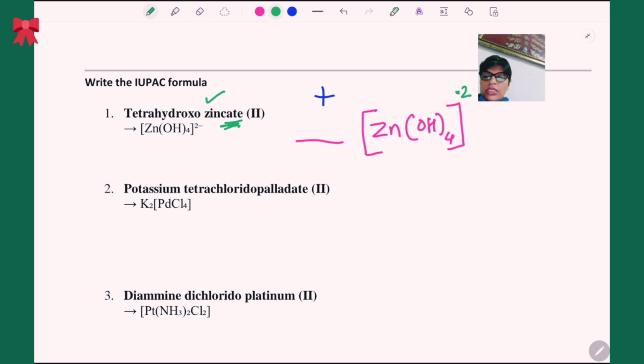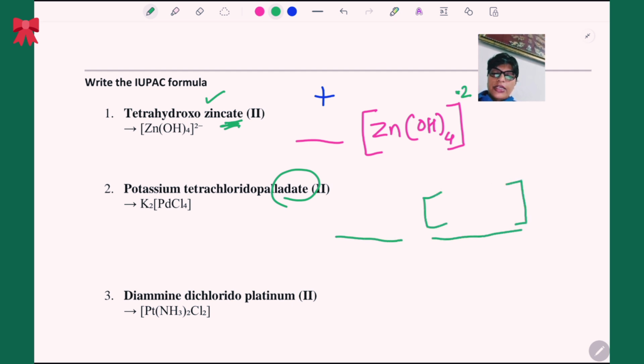The next one is written as potassium tetrachloropalladate. Again it is ATE, which means that the central metal atom is in the negative part. So we'll draw the positive and the negative. Let's draw a square bracket for the negative, and it's written as potassium, and as you can see here, they have left a little space between the potassium and the tetrachloropalladate. So it indicates that potassium is the cation, so I'll write potassium first.